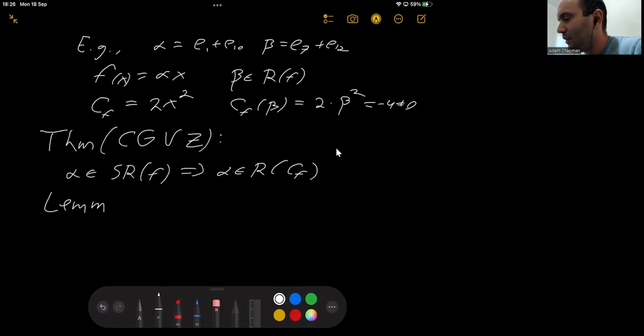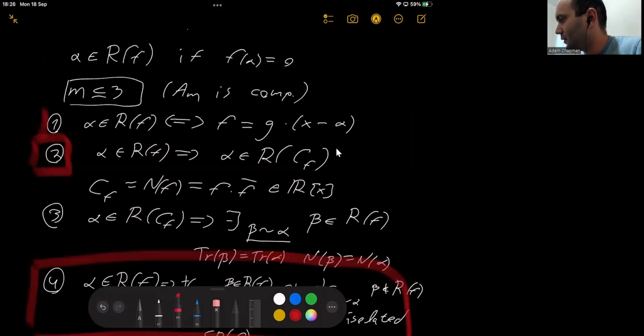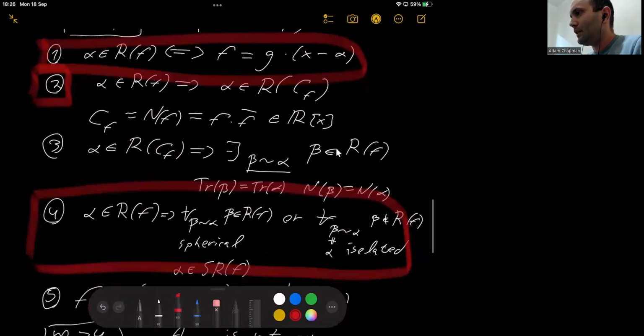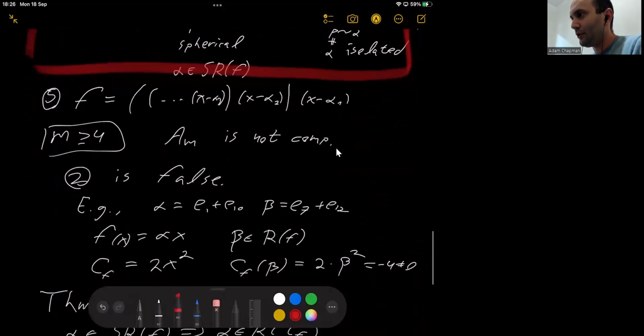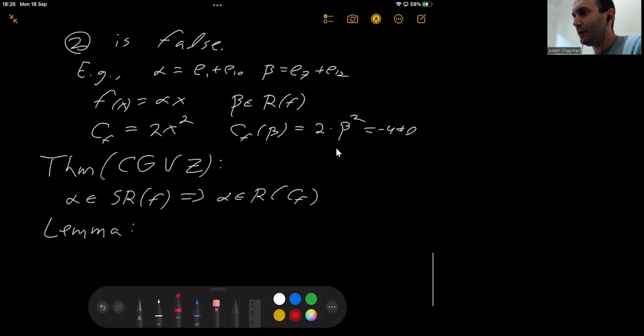The lemma is actually some kind of an analog to property number one here. So we have this rule of how you can pull out a linear factor if you have a root. It works both ways. And the lemma says the same thing, just about spherical roots, but this lemma actually holds true for any Cayley-Dickson algebra.